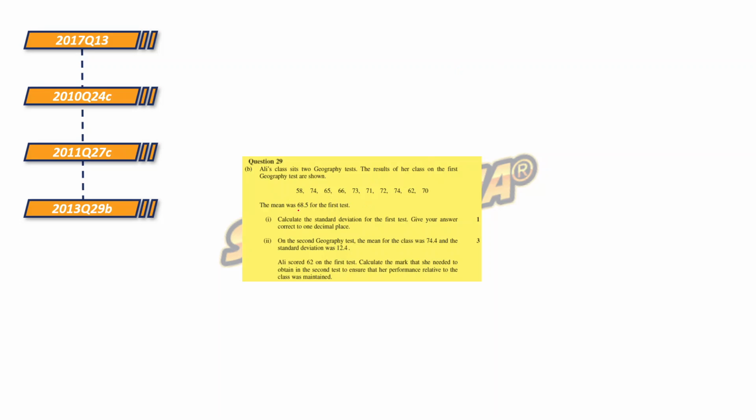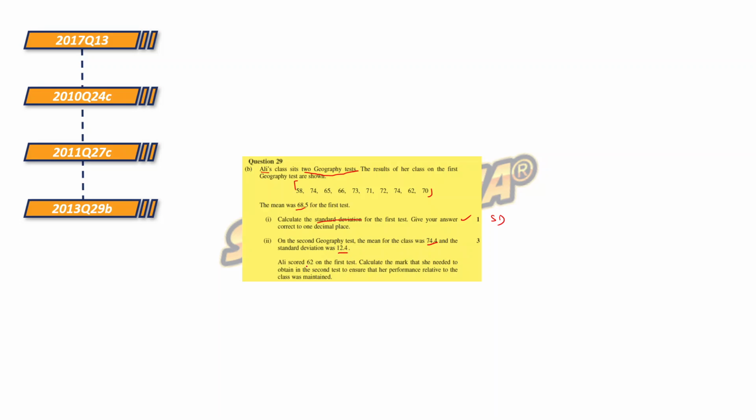Moving to 2013 question 29b. Here you are given a mean, and you're not told about the standard deviation, but in the first part you are asked to calculate that standard deviation. So you're given this sample, straightforward, you need to calculate the standard deviation. So not that hard. Then you're told, one thing I skipped here, Ali's class did 2 geography tests. So this is the result of the first geography test. On the second geography test, you're given the mean and you're given the standard deviation already.